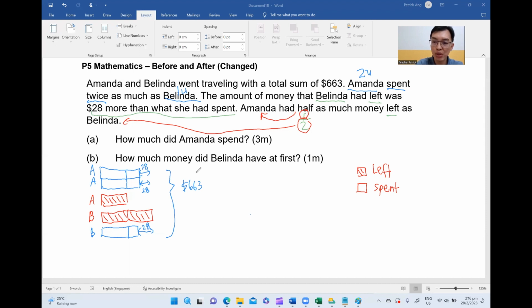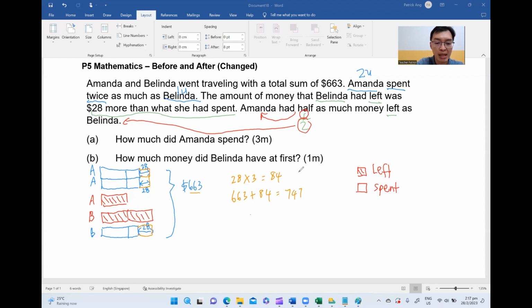Look at this. I'm going to use another color for that. I'm going to add in $28 here. I'm also going to add in $28 here. I'm also going to add in $28 here. Once I add in $28 for each of them, do you realize that now they all have equal size units? So the first step is to use 28, multiply that by 3. So we have 84. And then we're going to add 84 to your total sum of $663. So 663 plus 84.